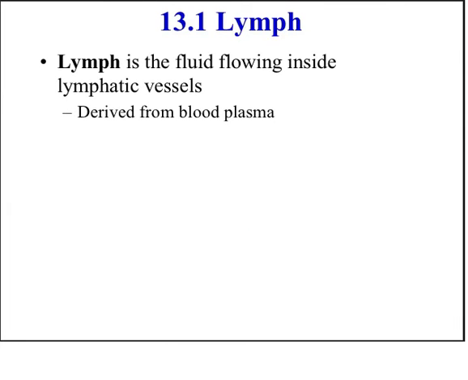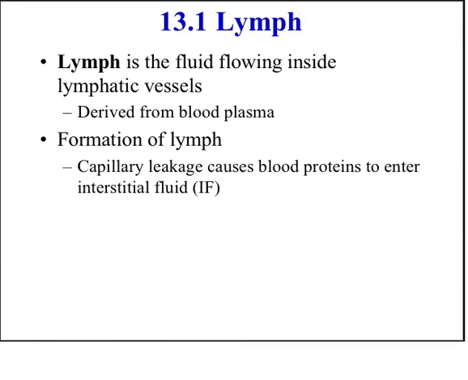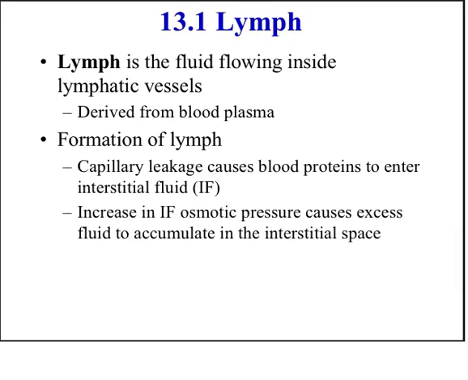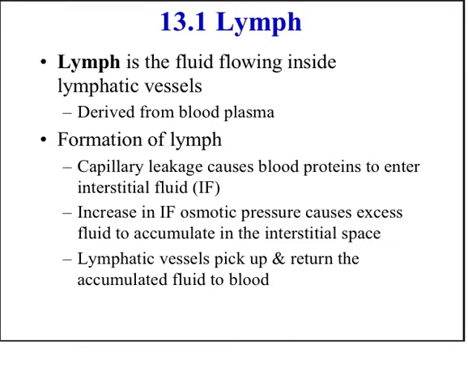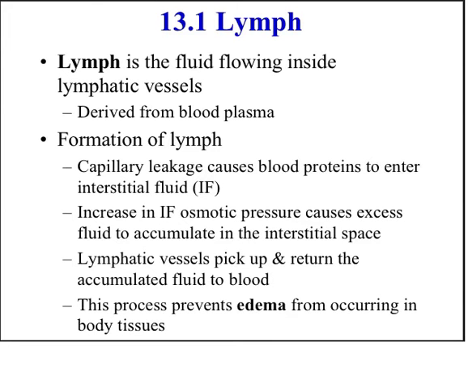Lymph is the fluid that flows inside the vessels. It's derived from blood plasma. Capillary leakage causes blood proteins to enter the interstitial fluid, and an increase in interstitial fluid osmotic pressure causes excess fluid to accumulate in the interstitial space. So remember again that osmosis is simply the movement of water down its concentration gradient. The lymphatic vessels pick up and return the accumulated fluid to the bloodstream after it's been filtered, and as a result now we are disease free most of the time. This process prevents lymphedema in body tissues.